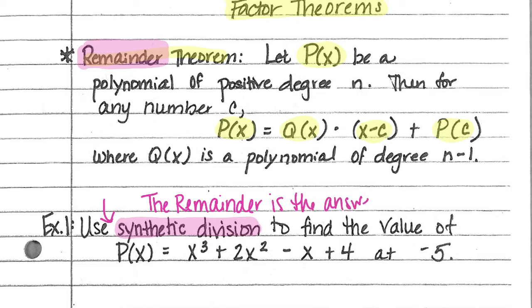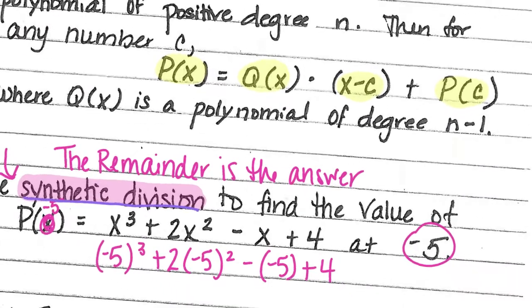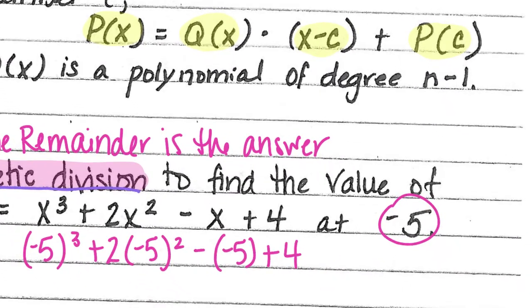Now, the way we've always done this in the past is we've put in -5 for this x right here. So we're literally putting in -5 cubed plus 2 times -5 squared minus -5 plus 4, and you can find the answer by doing that. But they're telling us to go ahead and try what we call synthetic division. So I'm going to show you how we use synthetic division.